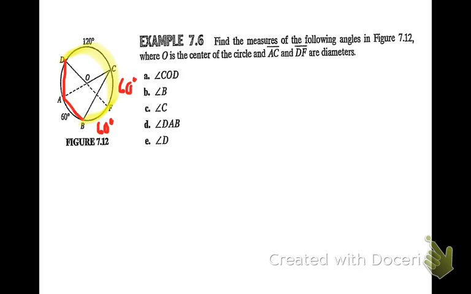How'd you get that? Right. Okay, he added the numbers around the yellow arc. 120 plus 60 plus 60. That's 240. Divide by 2. DAB equals 120. All right?